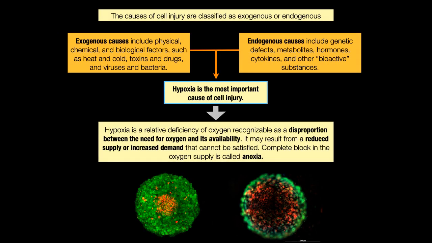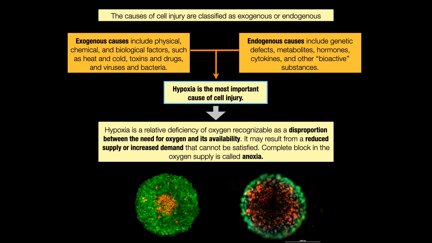Injuries can be due to exogenous, or that means outside from the body, or endogenous causes, that's inside of the body causes, being the most important hypoxia or lack of oxygen. That oxygen is necessary for the normal activity of the cell, so if the cell doesn't have it, then it suffers some kind of injury. Lack of oxygen may be due to a reduced supply or an increased demand.